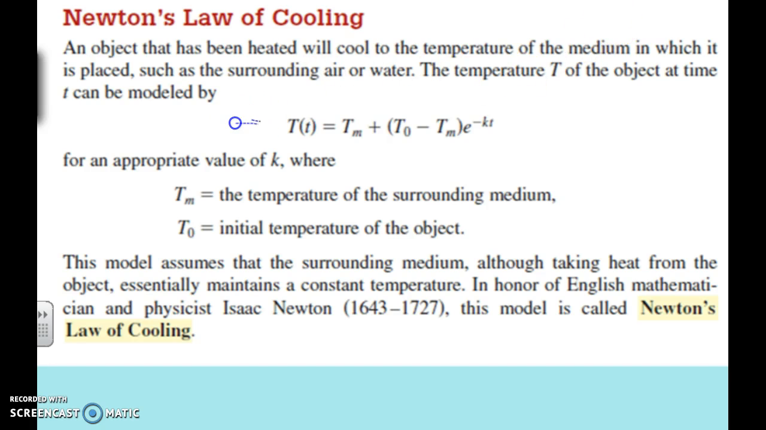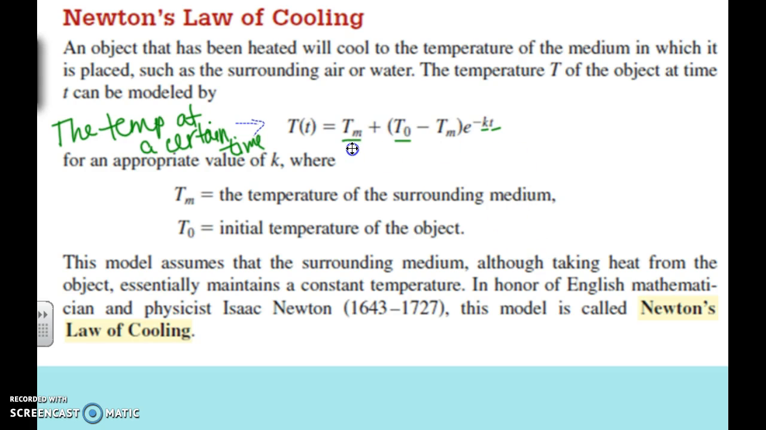So T of t would be the temperature at time 0, or at any given time. So that's the temperature at any given time. That's just function notation. We have some other variables in this equation. We have T sub m, T sub 0, and then we have a k and a t. Remember that e is that natural base e, so we don't actually have to solve for that variable. That is a number in our calculator already.